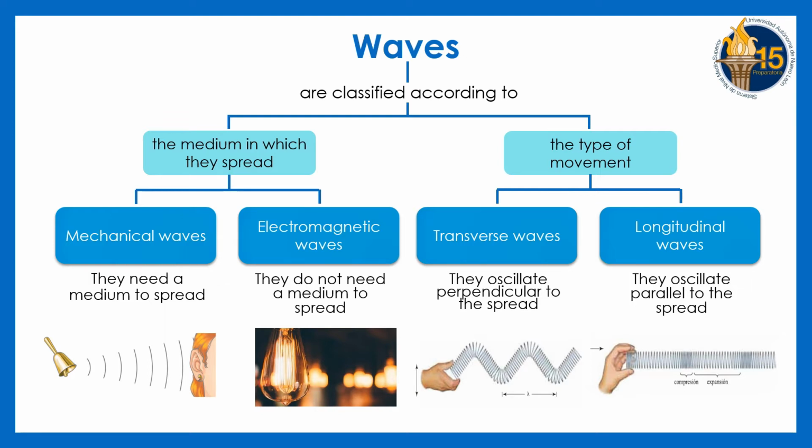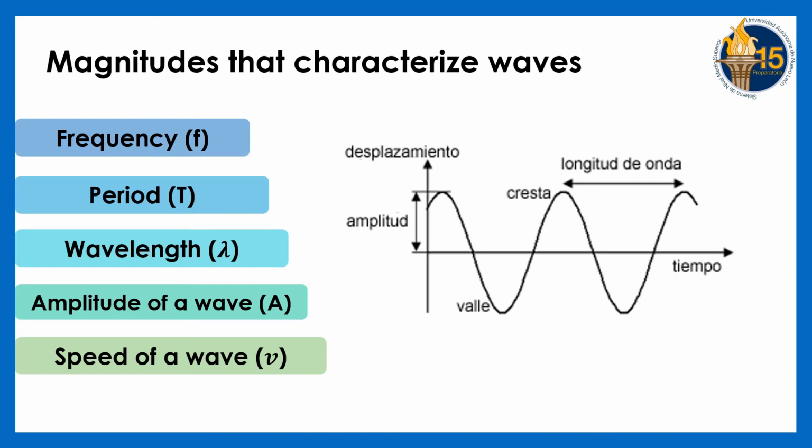According to the type of motion, we may talk about transverse waves and longitudinal waves. A transverse wave is a wave that oscillates perpendicular to the spread, and a longitudinal wave is an oscillation parallel to the spread. Taking the transverse wave as an example, we may find the crests, which are the top parts of the wave, and then we have the troughs. The troughs correspond to the bottom part of the wave. And finally we have the nodes. The nodes are those points where the wave is found on the equilibrium line.